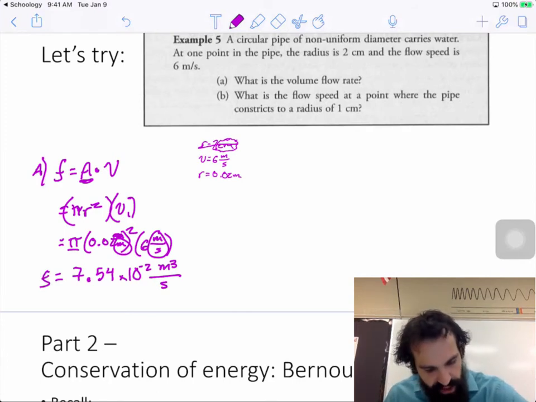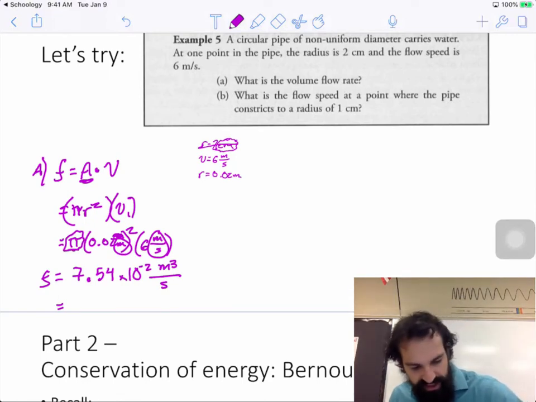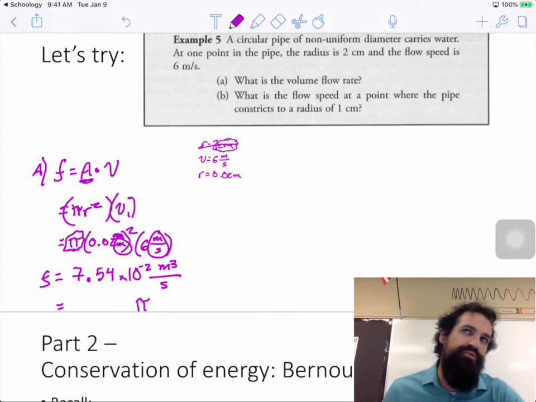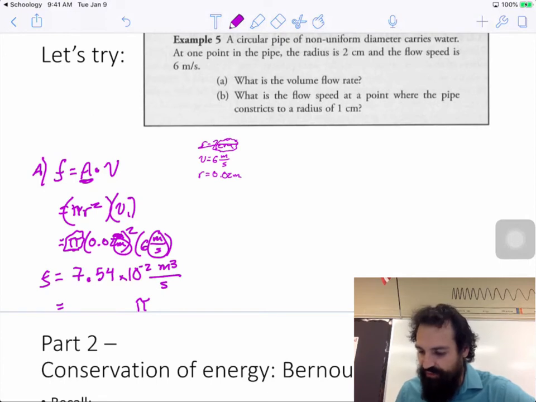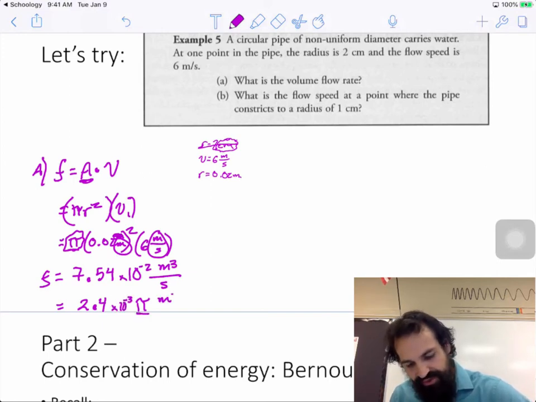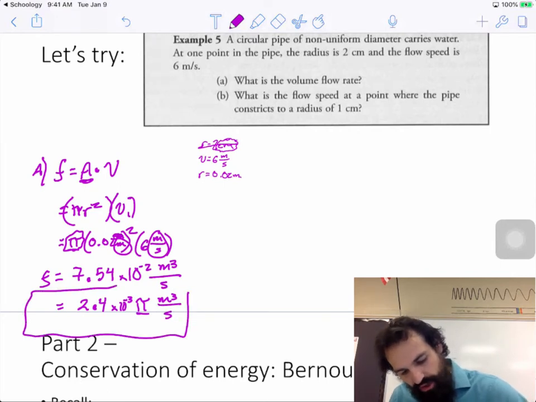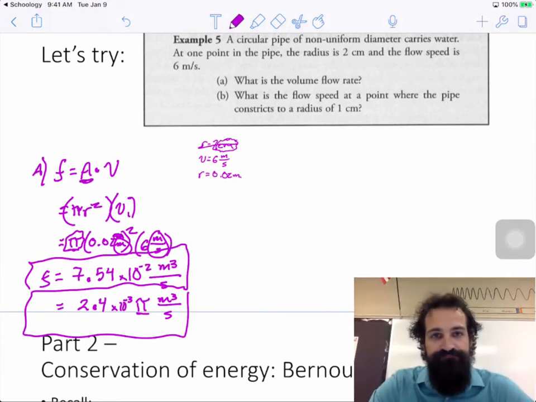So that's our flow rate, and I'm also going to calculate it but leave my answer in terms of pi. So I'm going to keep pi as a multiplier and just not include it in my math. So instead of multiplying by pi, I'm just going to do 0.02 squared times the velocity of 6 and get 2.4 times 10 to the negative 3 times pi cubic meters per second. Both of those answers are equally valid. I am okay with either of them, and they are both acceptable.